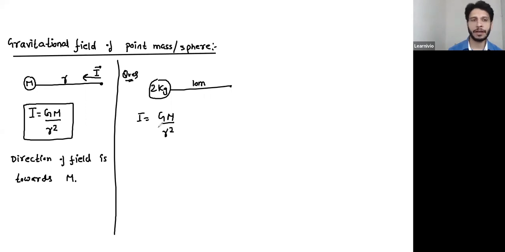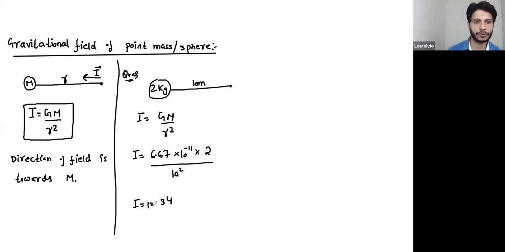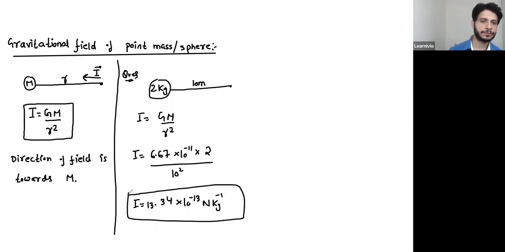If I substitute the values, your G is 6.67 into 10 raised to the power minus 11, capital M which is 2 kg, r square which is 10 square. So I is 13.34 into 10 raised to the power minus 13. It's Newton per kg. Is it clear? Simple relation.